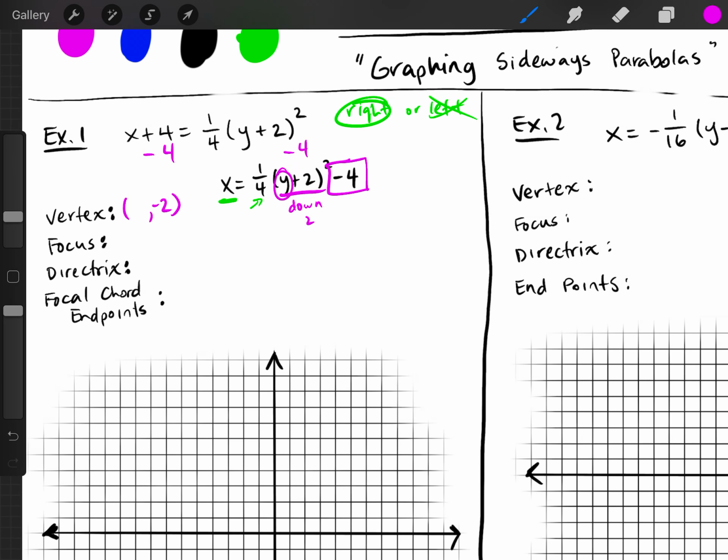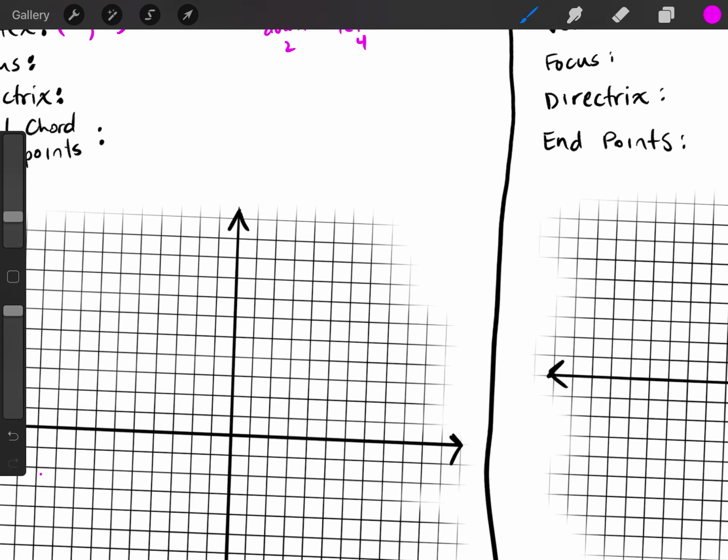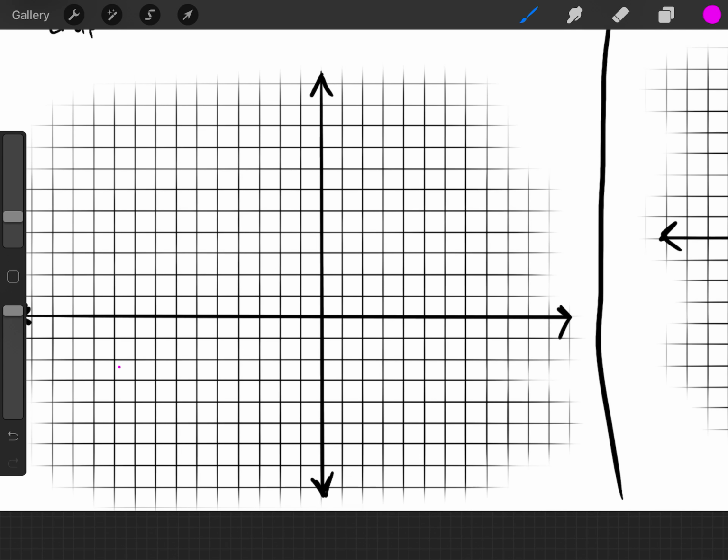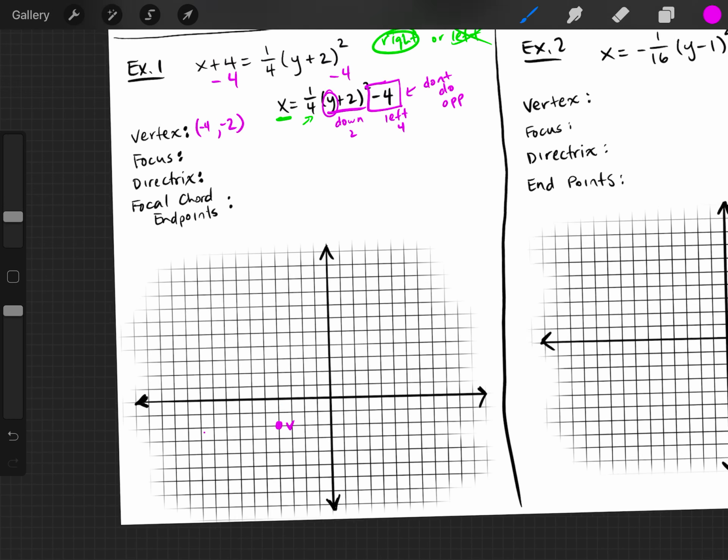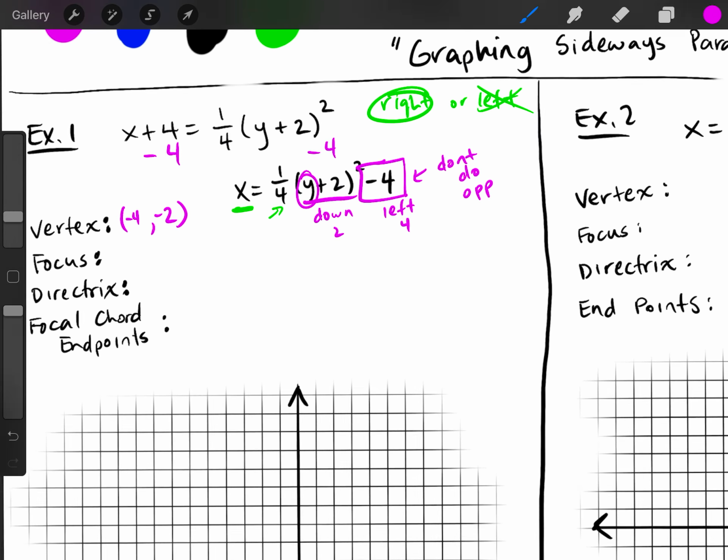Again, the second piece on the outside here, this minus 4, is now telling us our x value. It's telling us to go left 4. We don't do the opposite here. So our x value is just going to be negative 4. And that's done. That's our vertex. It's left 4, down 2. So I'm going to go onto our graph down here. Go left 1, 2, 3, 4, down 2. Right here is our vertex.